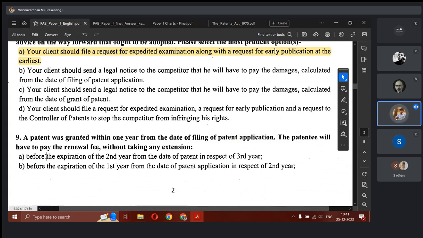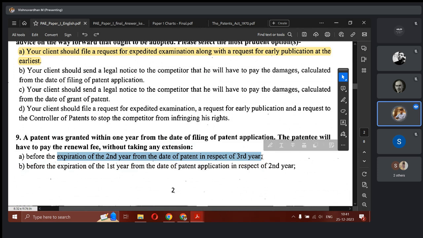1,600 plus additional for your claims and all that, and 8,000 if you're an MNC and all that. Cool. So you've already paid for 2 years. That means you have to pay from the third year onwards, correct? So from what date will you file the renewal fee? So what is, one second. So before the expiration of the second year, from the date of the patent in respect of the third year.